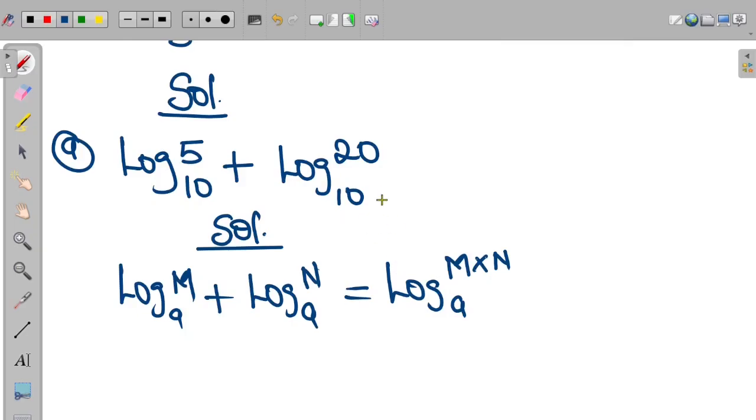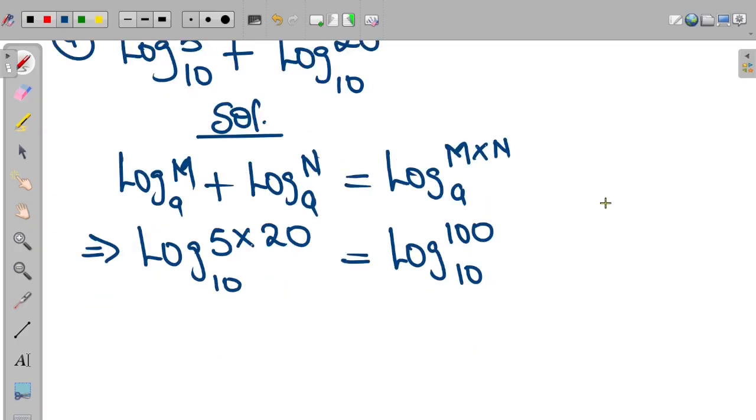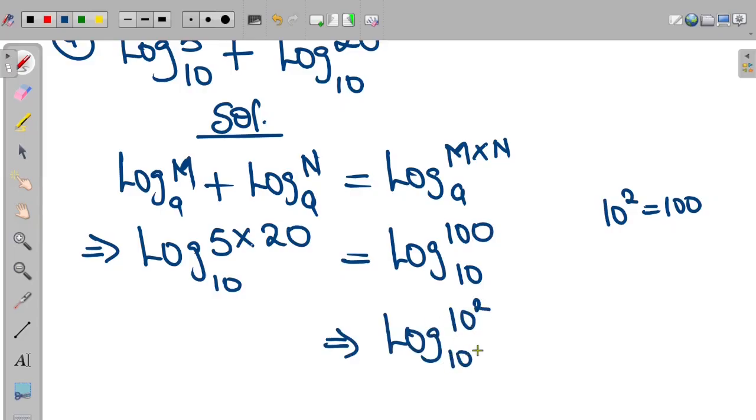If we apply this law in question A, we have that question A becomes log of 5 times 20 in base 10. And 5 times 20 is equal to 100. So we have log 100 in base 10. But we can simplify further. We know that 10 to the power of 2 is equal to 100. So we can express 100 in powers of 10. So this becomes log 10 to the power of 2 to base 10.